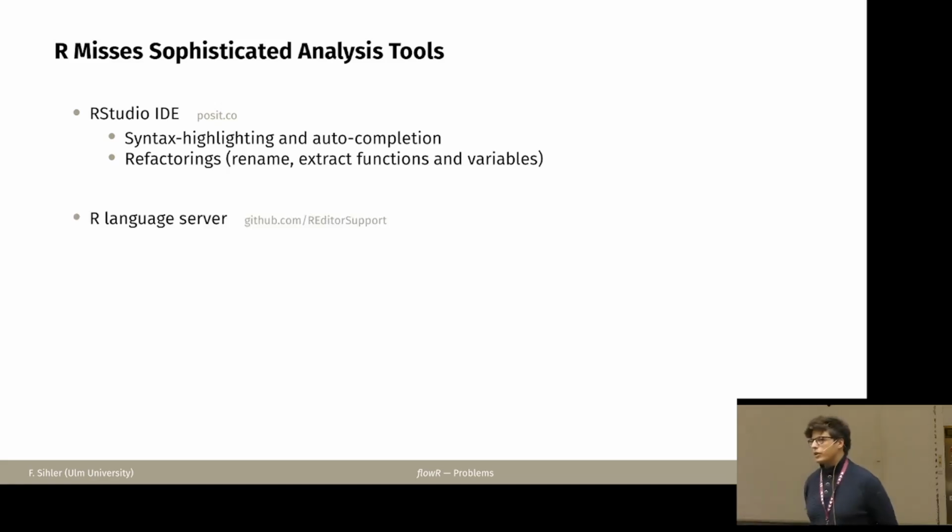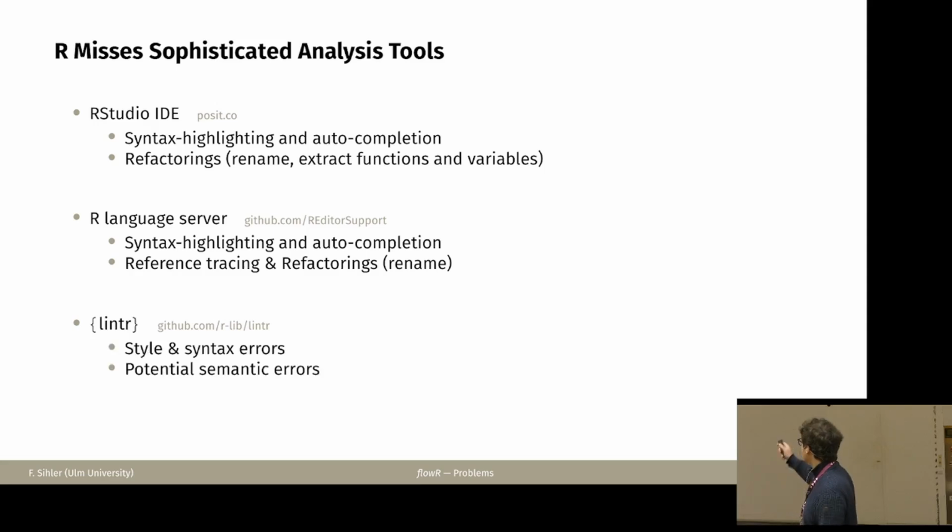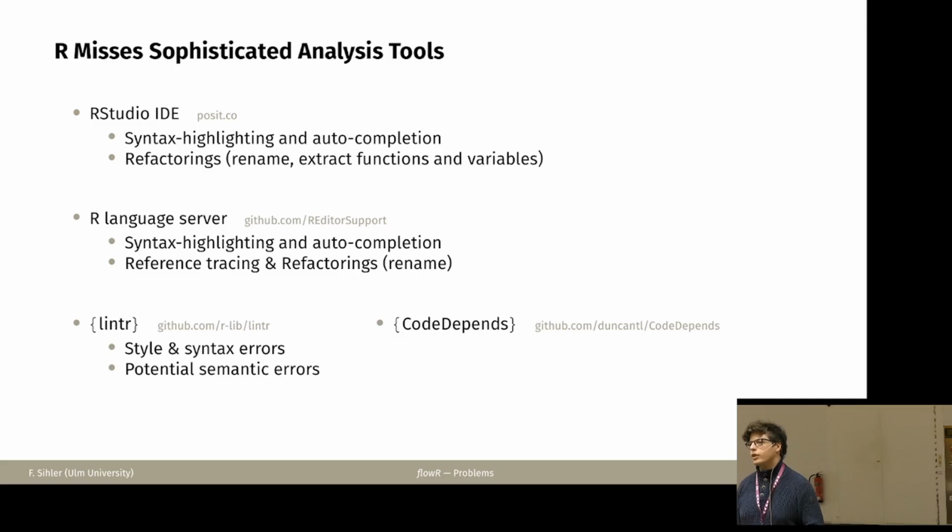Then there is the R language server, which essentially does the same things for the language server protocol, so it works with Visual Studio Code. It has a little different feature set, but essentially it provides the same things. And there are other R packages, like the linter package, which is essentially a linter like Sonar Source or whatever you are using for your research, which tries to bring up semantic or syntactic errors within the code. And there are other packages like code depends, which try to find dependencies in the code or even generate call graphs to help users understand what is going on.